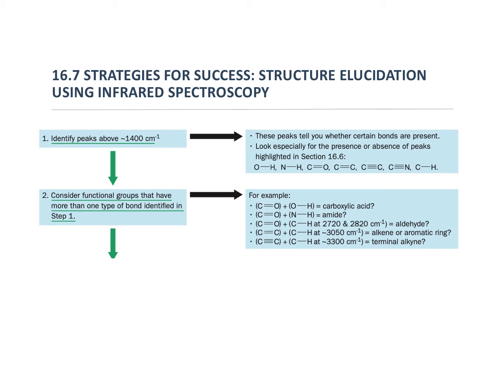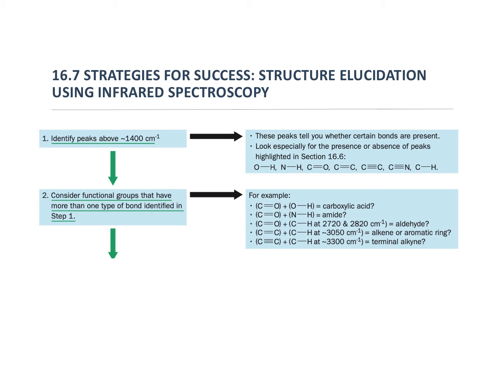If you look here, and I really love how this is done, this is a stepwise way to attack IRs. The first thing you need to do is identify peaks above 1400. And that's just going to tell you whether certain bonds are present. You need to make sure that you're looking for alcohols, NH bonds, C double bond O bonds, alkenes, alkynes, nitriles, and almost every compound you have is going to have a CH.